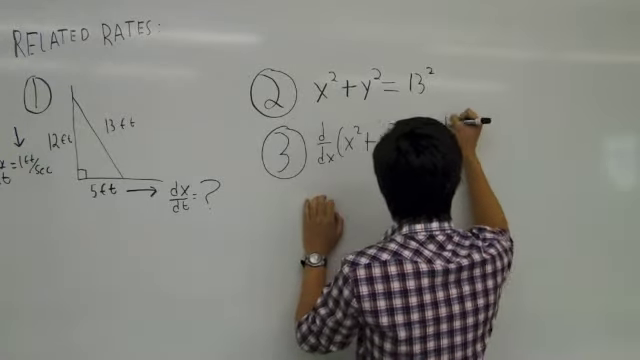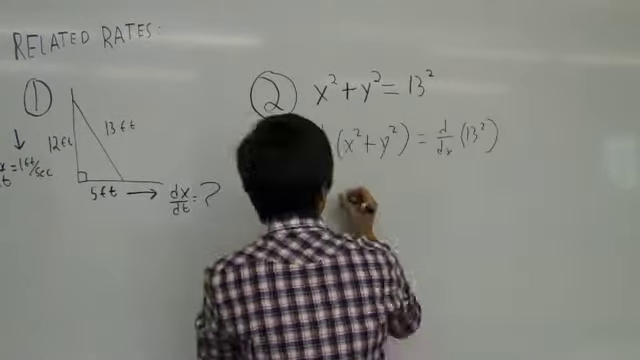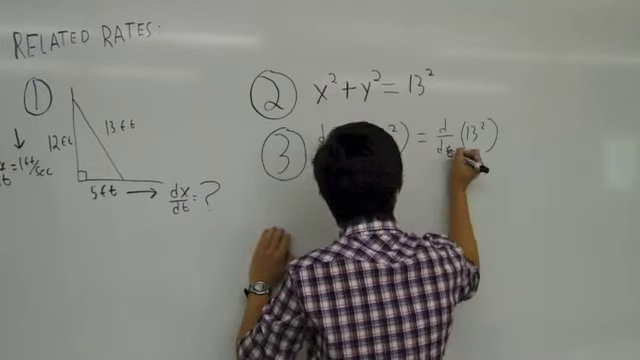Now step 3, differentiate. This is implicit differentiation, so make sure you differentiate with d/dt. There he goes, he got it.